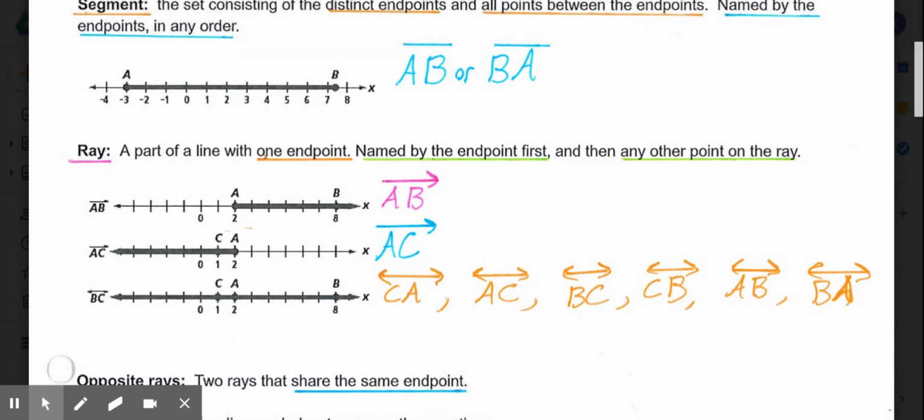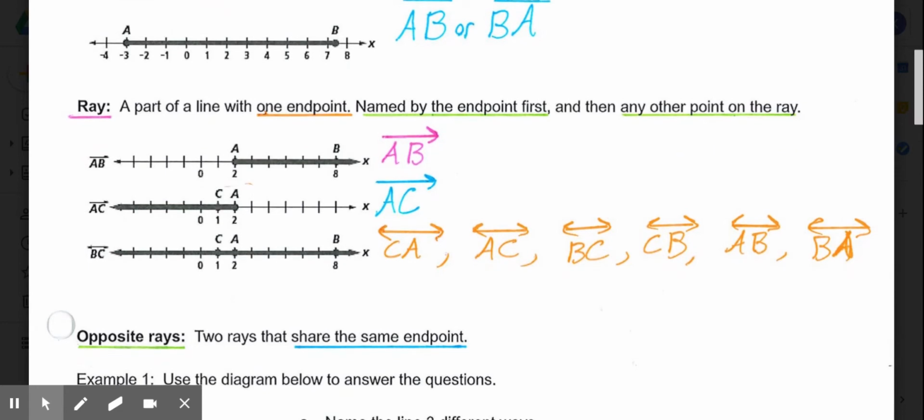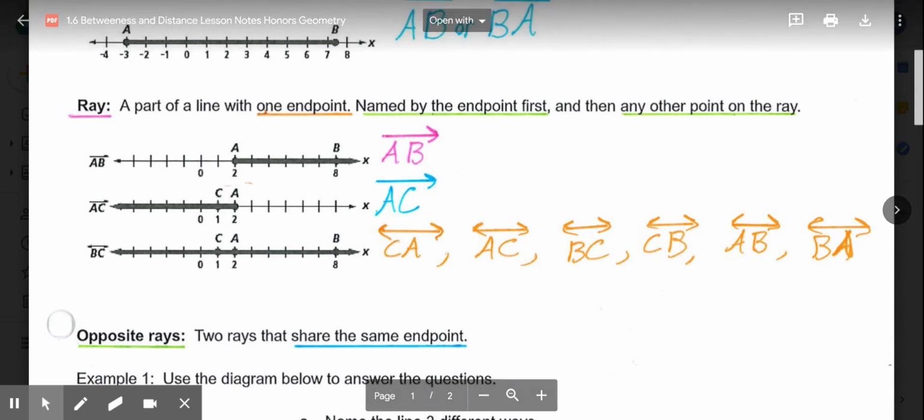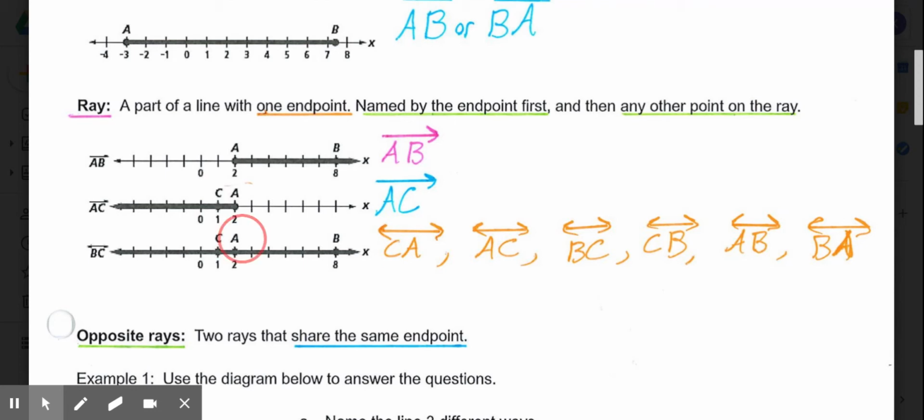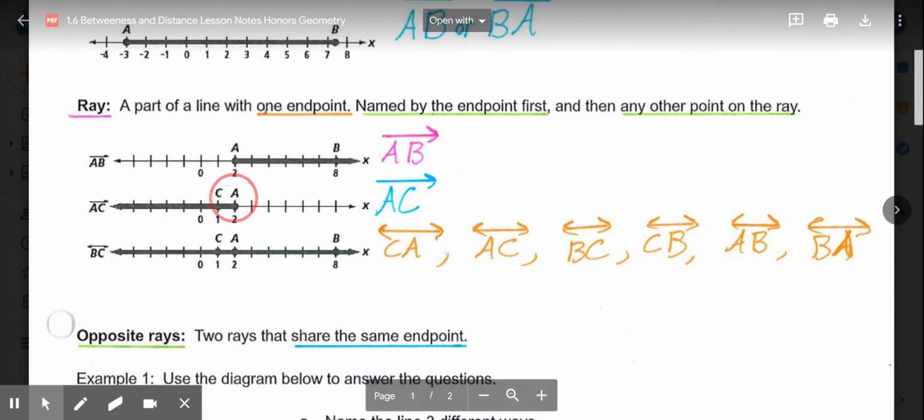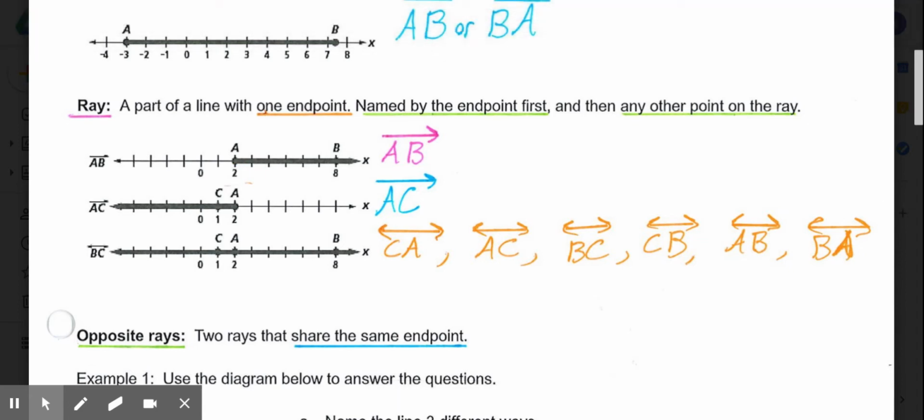And speaking of lines, lines are created by opposite rays. Opposite rays are 2 rays that share the endpoint, but they go in opposite directions. So for example, if I'm looking at this line here, ray AB and ray AC are opposite rays. So ray AB and AC share an endpoint of A, but they go in opposite directions. So opposite rays give us a line.